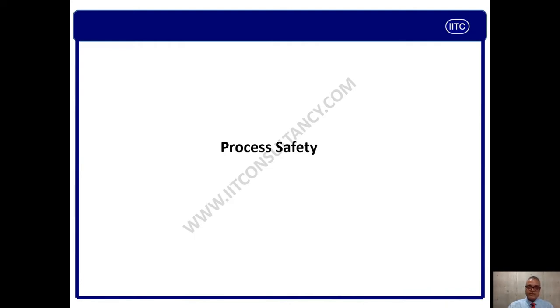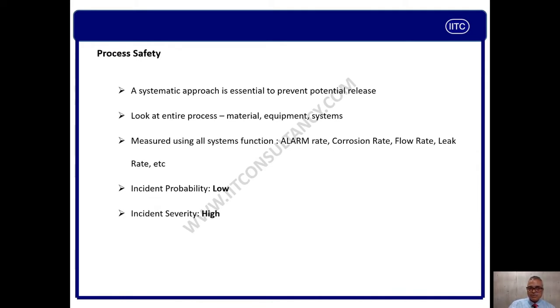Guys, as you know, the definition of process safety, as per the name, is the safety of the process. Primarily, it means LOPC, loss of primary containment. So process safety is a systematic approach to prevent potential release or LOPC, loss of primary containment. This looks at the entire process, beginning from the material, equipment, systems and product. It is measured in different aspects like alarm rate, corrosion rate, flow rate, leak rate. In these terms it can be measured.